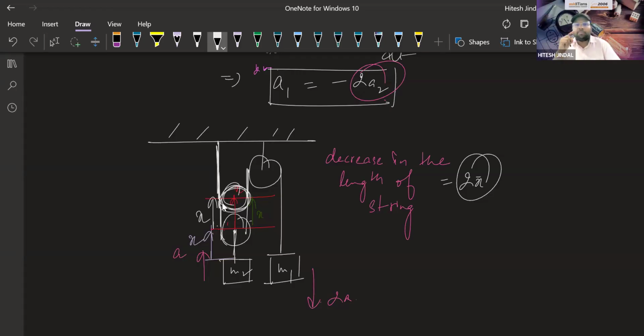By this method, you see, one method is that which I have told you. You just write down x1, x2, do the differentiation. And one method is this also. You can just analyze it by seeing the system. You just make this m2 move x up. So if m2 is moving x, that means the pulley is moving x up, because the pulley is attached with these two parts of the string. So this string will also go x, this string will also be decreased by x, right?